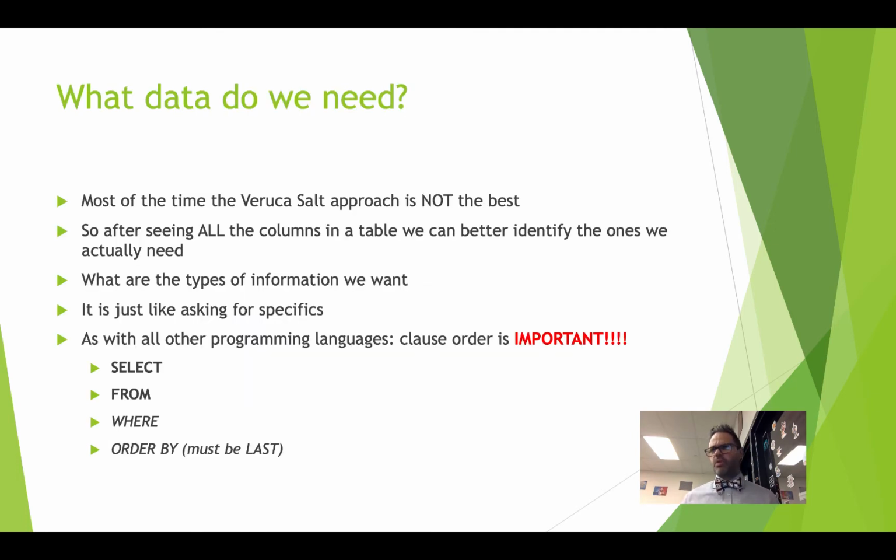What data do we need? When we're talking about this, most often the Veruca Salt approach, aka select asterisk from, is not what we really want to do. We don't need to be that greedy, that obsessive with information. So Veruca, although fantastic as a human being character, no. Because select all gives us so many huge piles of data, we really want to keep in mind that most of the time, Veruca Salt's approach is not what we want to take. We actually want to take a good look at what data we really need.